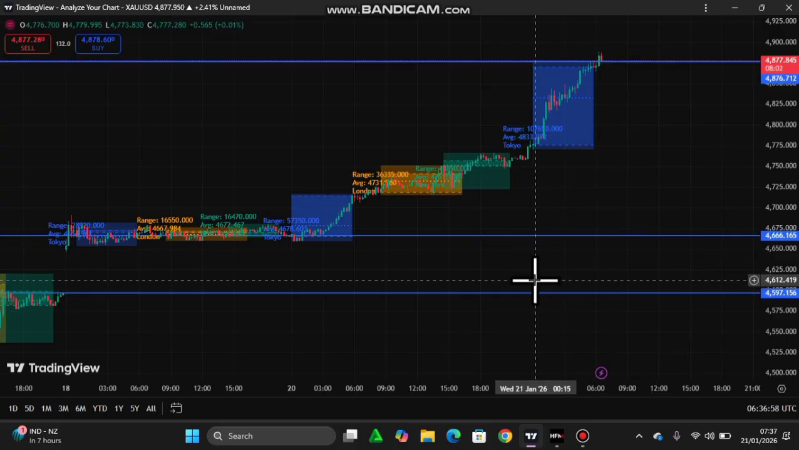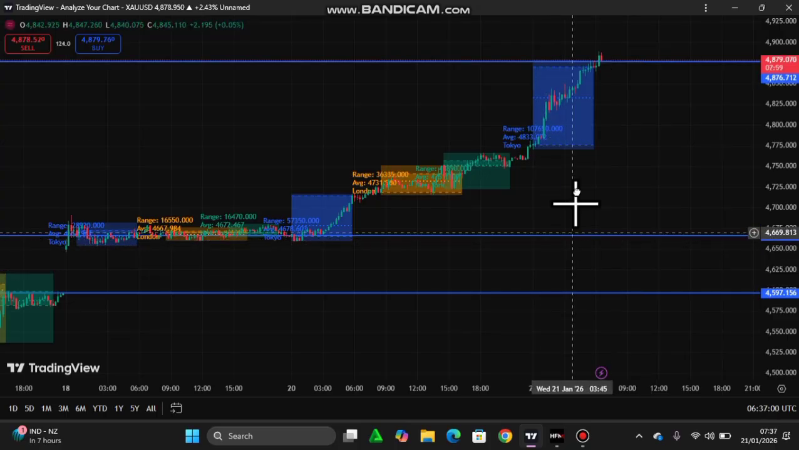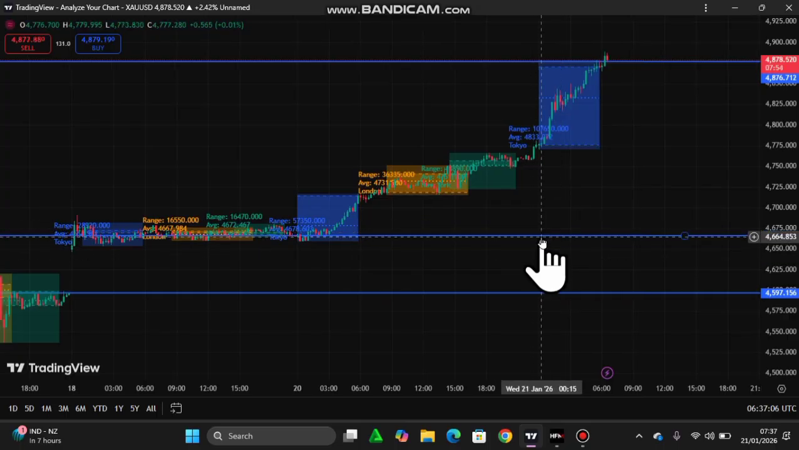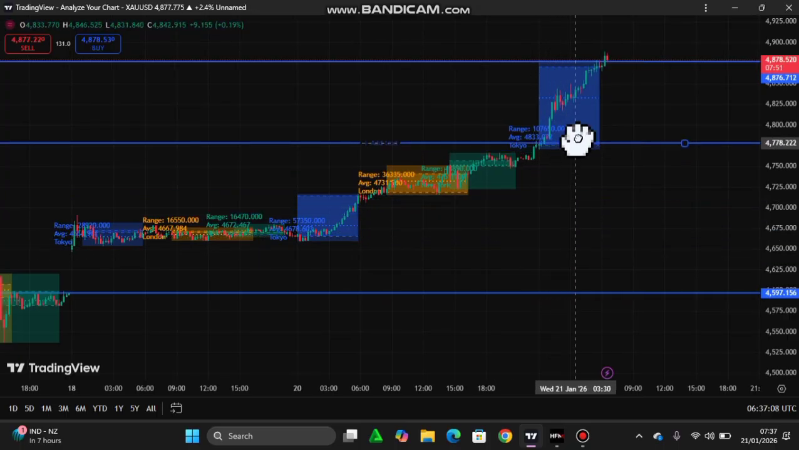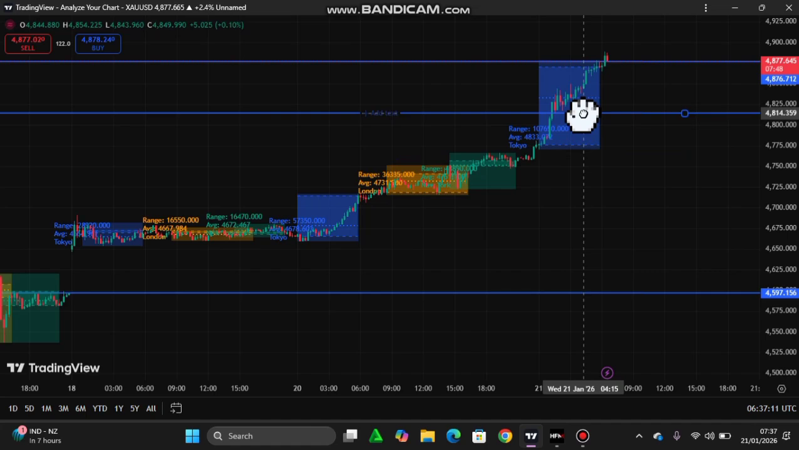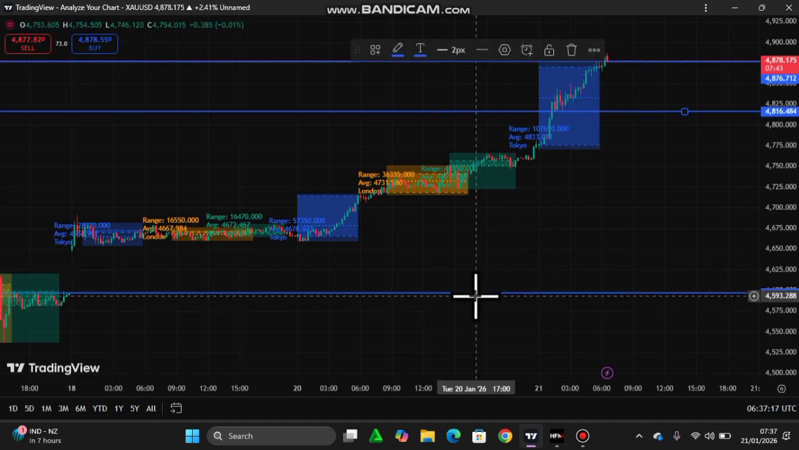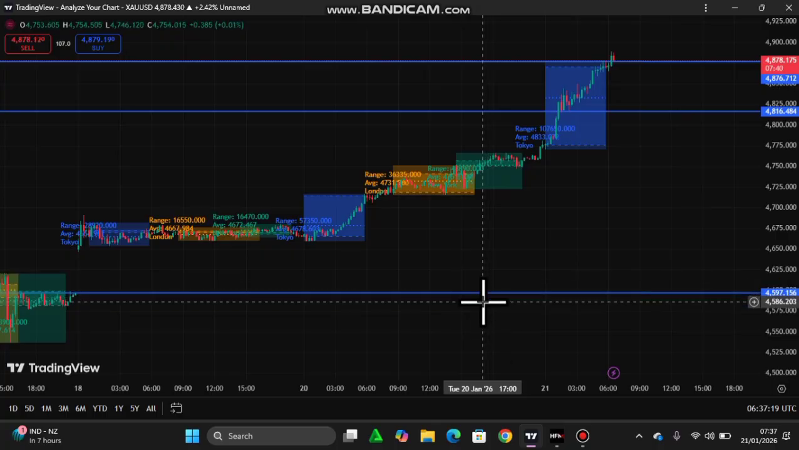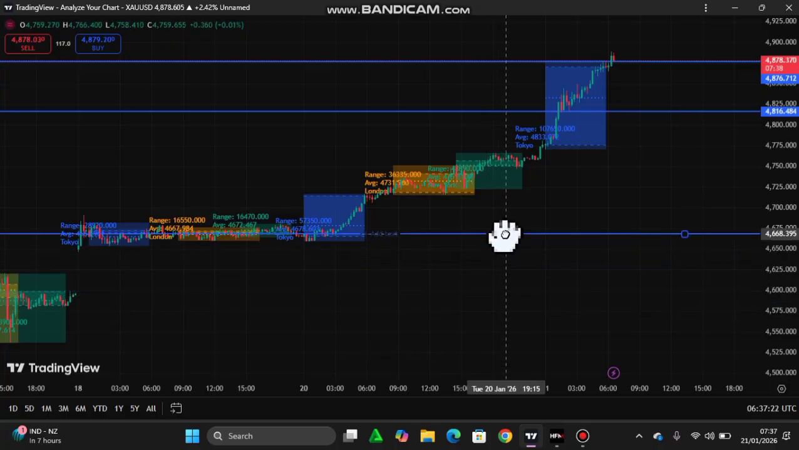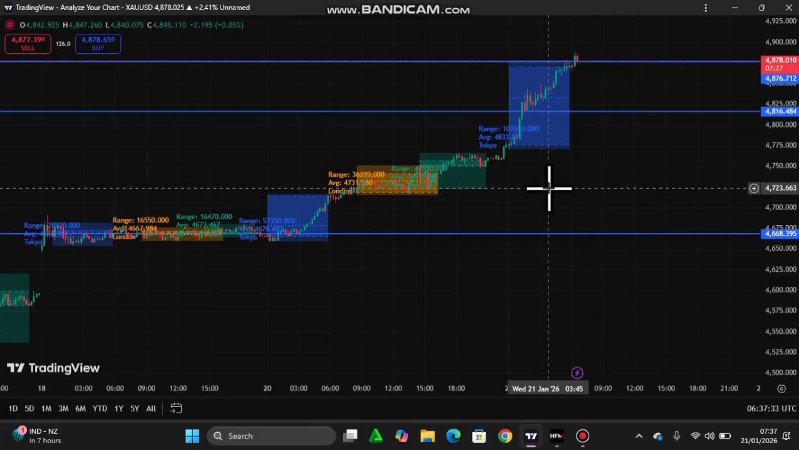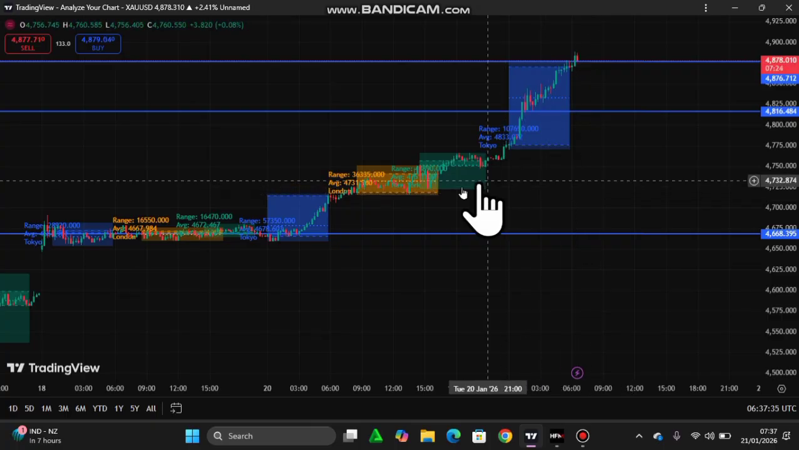Alright, so we'll have our second zone around this cluster here. And lastly, my third zone and my last zone will be around here. So these are the zones I'll be looking at and reacting to. I'll be buying at these zones depending on how price reacts around them.